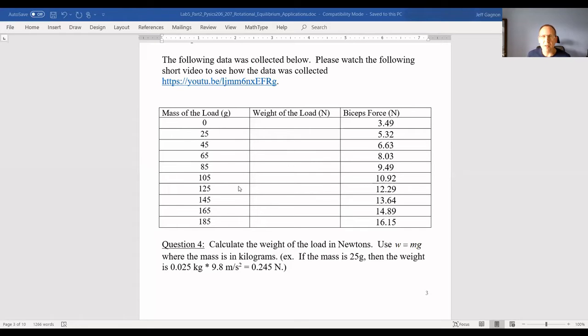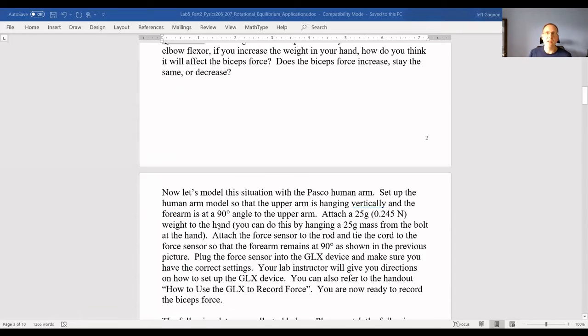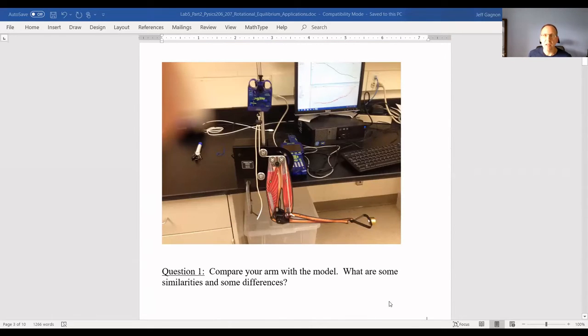Okay, so in this table, the first column here, these are the masses of the load in grams that I placed in the hand of that mechanical model. So 25 grams and 45, 65, all the way up to 185 grams. So basically, if you go back to that picture, instead of attaching to the end, I just basically hung them from like a little hanger. So I put 25 grams, then 45, and so on, right? Hung it from the hand.